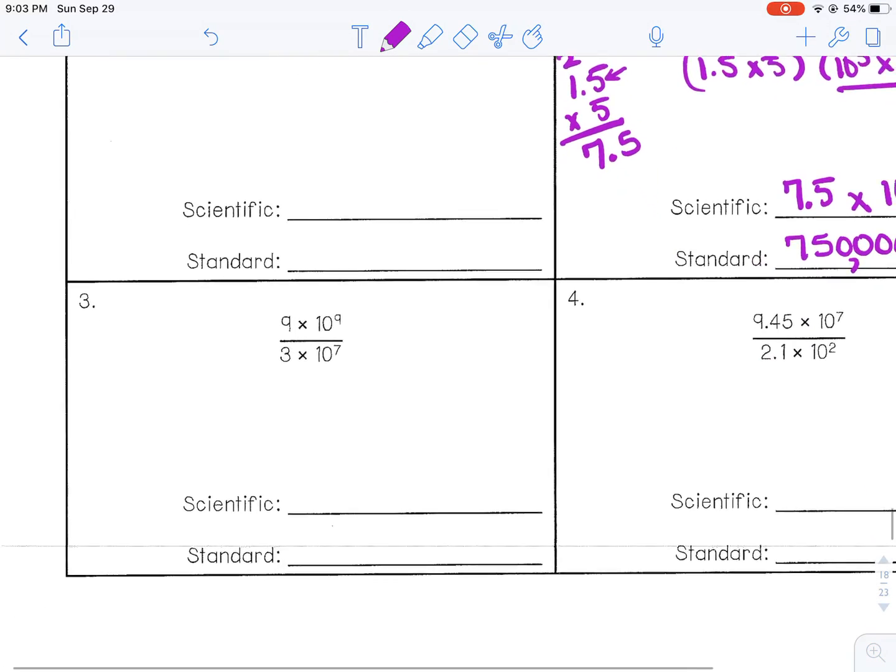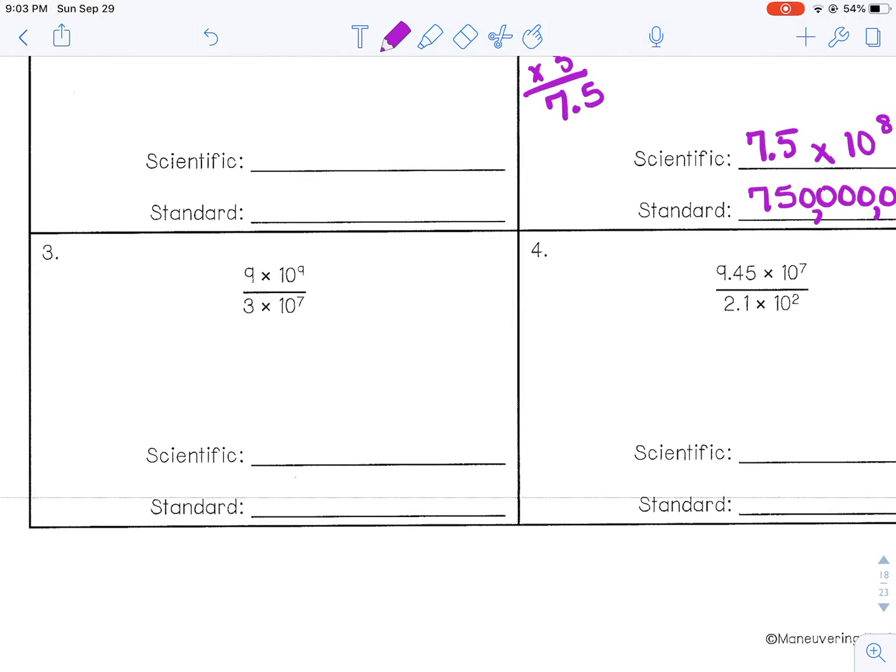All right, let's take a look at number 3. We're going to regroup that 9 and the 3 and the 10 to the 9th power and 10 to the 7th power. Well, 9 divided by 3 is 3. And 10 to the 9th divided by 10 to the 7th. Again, remember we're subtracting those exponents. That will give me 10 to the 2nd power.